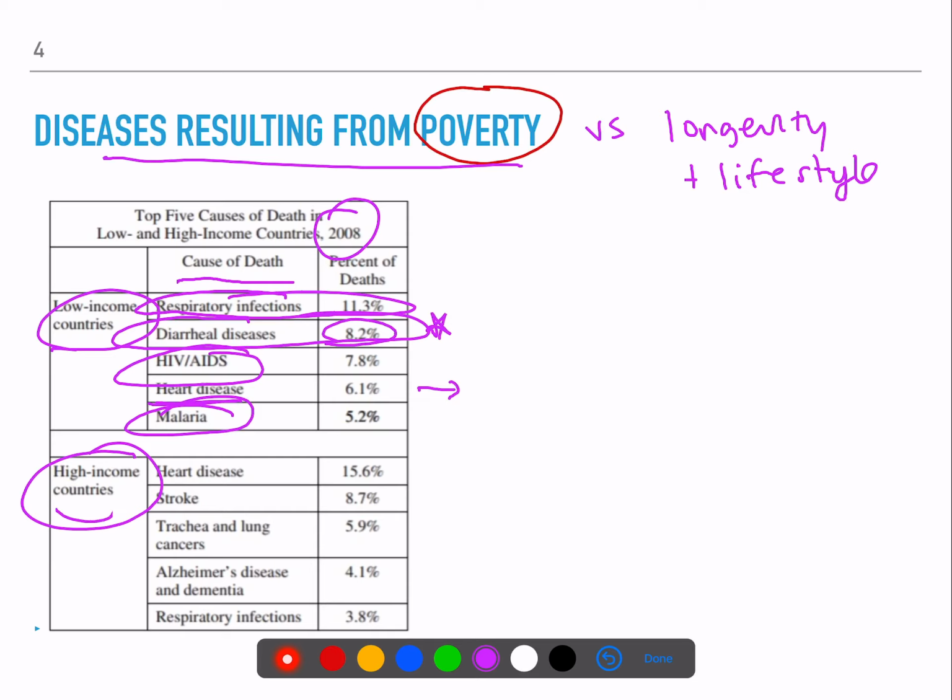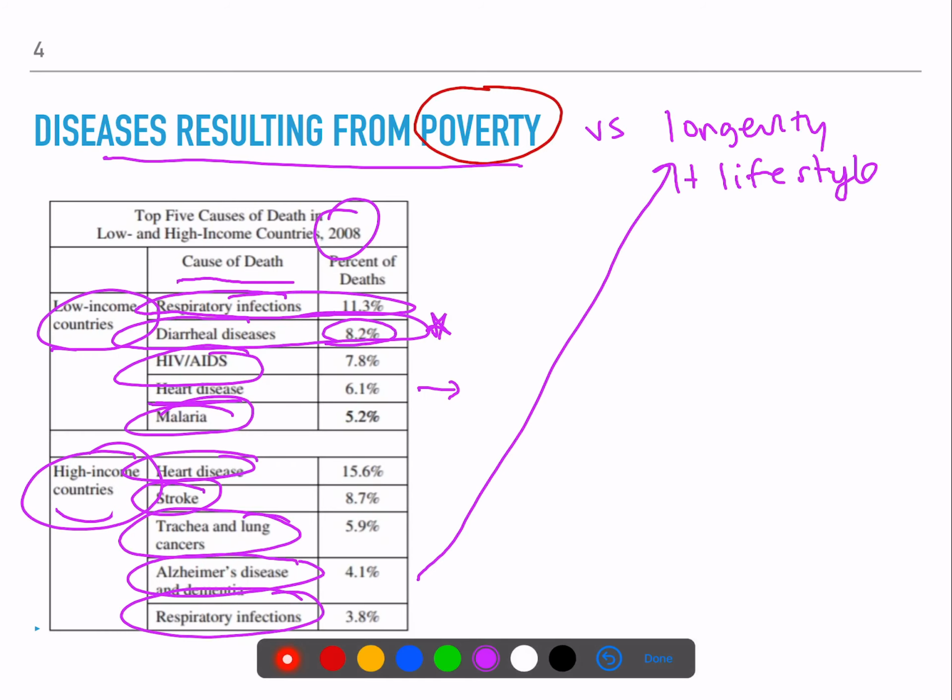Versus high income countries. Heart disease, diet, exercise, stroke, also partially caused by diet, exercise, trachea and lung cancers, smoking, Alzheimer's disease and dementia, which is longevity, and then respiratory infections. A lot of this is going to be secondary to other things, other cancers, old age, when you get really susceptible to pneumonia. So again, a disease associated with longevity.